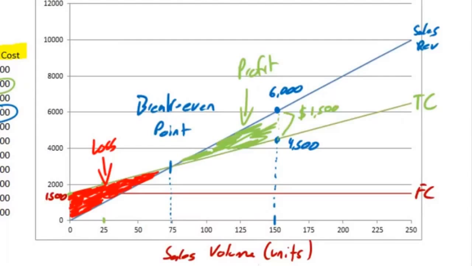So you can see how this graph works. We can easily identify the break-even point, and we can tell what our loss will be and what our profit will be at different levels of sales volume. So all you've got to do is be able to graph your revenue, your fixed cost, and your total cost, and you will have a CVP graph.